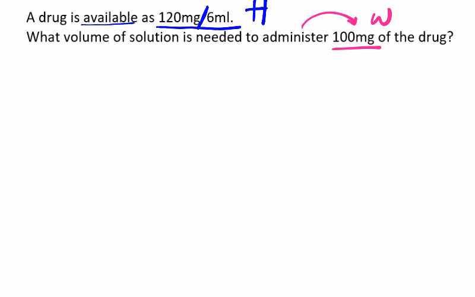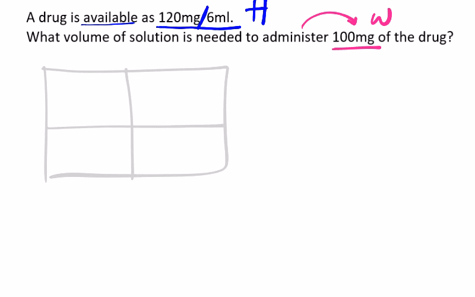So we draw our box, and as we say, we always start entering the have quantities. So we just enter 120 milligrams, write the unit inside the box, per 6 mils. Remember that this line in the box, it's like saying is a fraction, 120 per, slash, 6 mils.